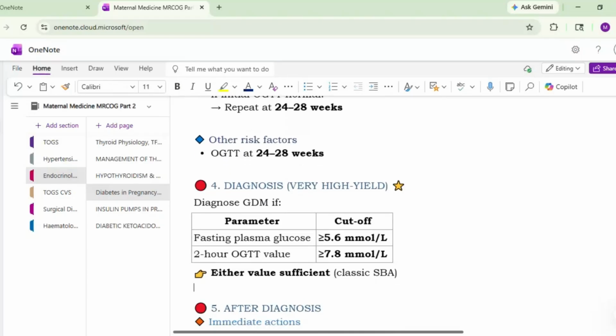Now, what are the cutoffs for the diagnosis of GDM? Fasting plasma glucose more than or equal to 5.6 millimoles per liter, and 2-hour OGTT value more than or equal to 7.8 millimoles per liter. Remember 5, 6, 7, 8. These are the values you should remember: 5, 6, 7, 8. So, fasting 5.6, 2 hours 7.8. If these values are equal to or more, then we will diagnose, and either value is sufficient. It is not both values, either value is sufficient. This you should remember.